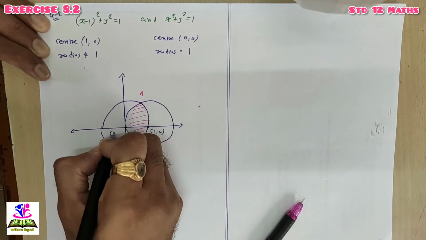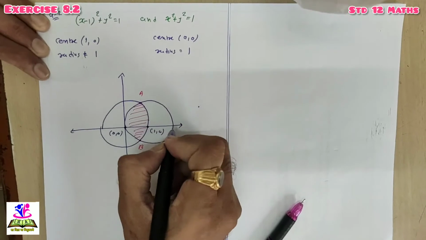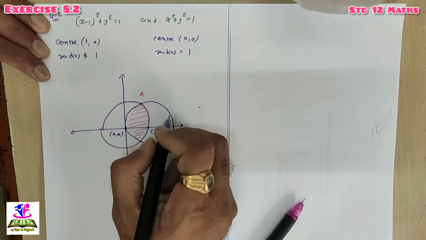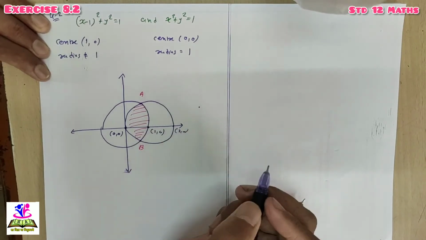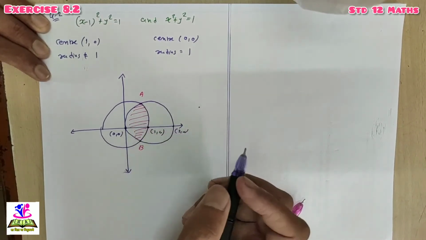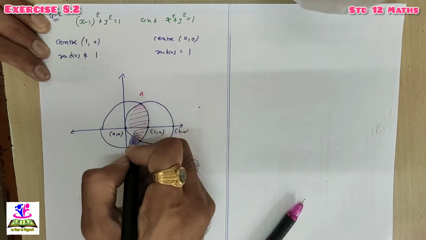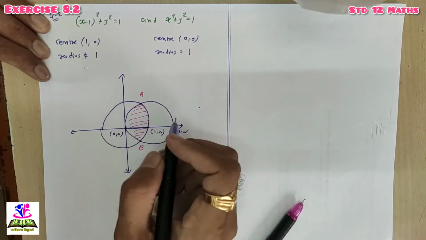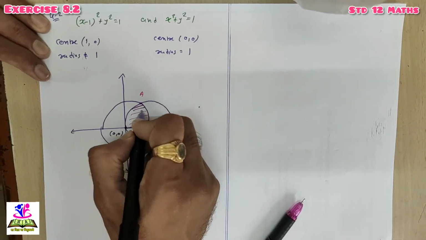So here origin is (0, 0). This is (1, 0) and this will be (2, 0). Right? Circle with center (1, 0) with radius 1. So from here 1, this will be (2, 0). So what is the area? Here again we can say that this area is symmetrical about the x-axis. So we'll try to find the area of this region only.